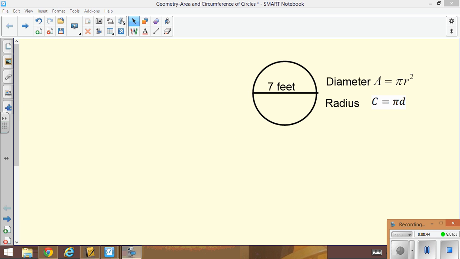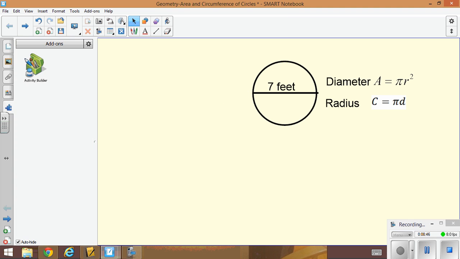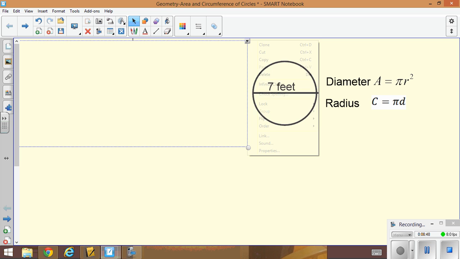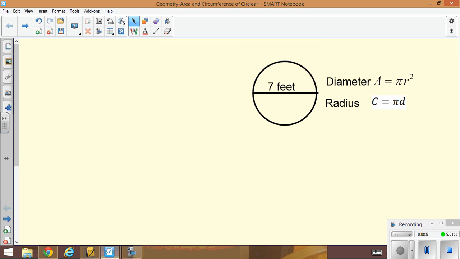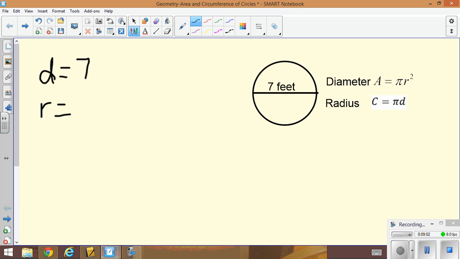For this next example, we have a diameter of 7 feet. So diameter equals 7. So that means the radius is half of that. Take your calculator and do 7 divided by 2, and you'll get 3.5 for the radius. So from the center to one edge is 3.5. So that means the center to the other edge is another 3.5.